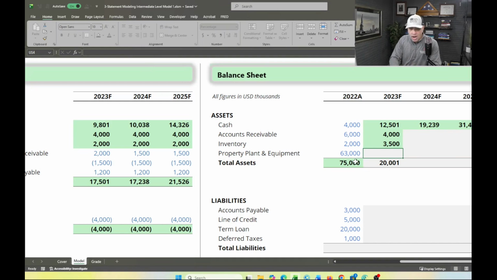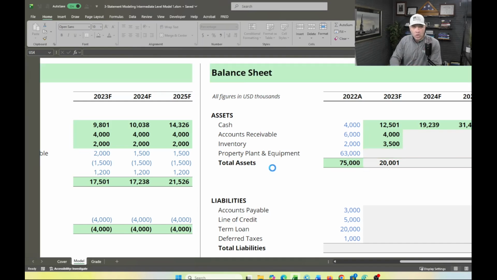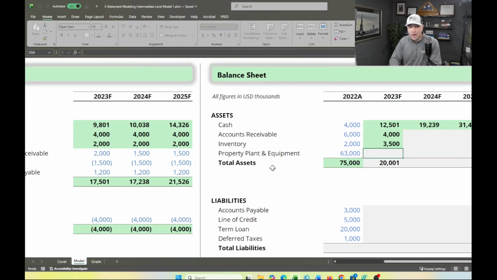So next is property, plant, and equipment. This is a long-term asset. This model doesn't break that down, so it just has assets all wrapped up in one. All right, so we really have to think about this one. This one's a little bit different. Now, it's an asset. It's a negative relationship, correct.